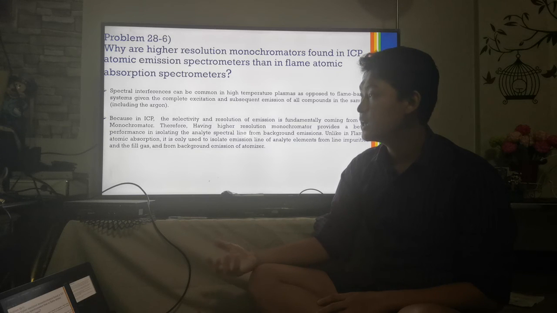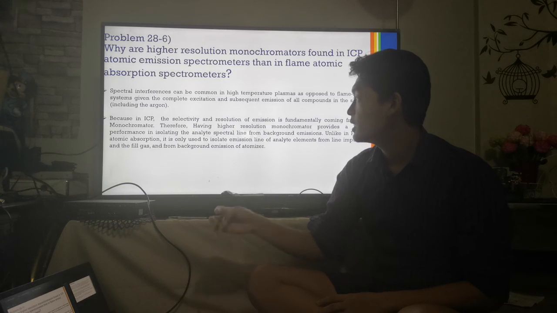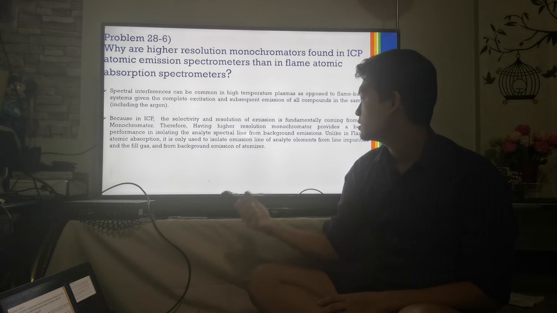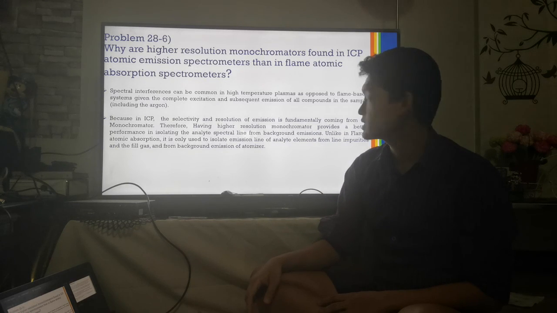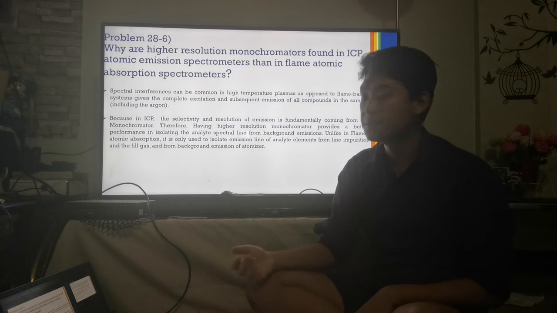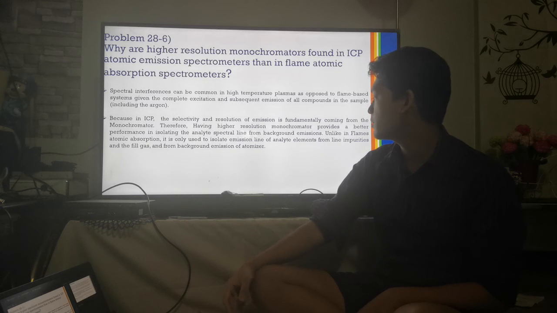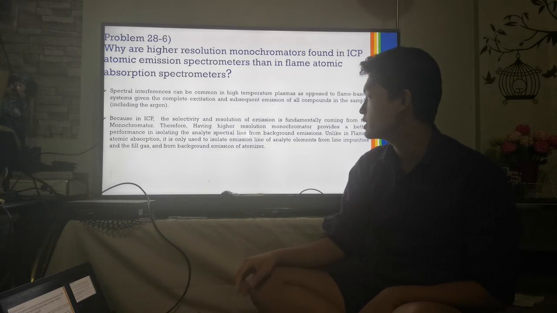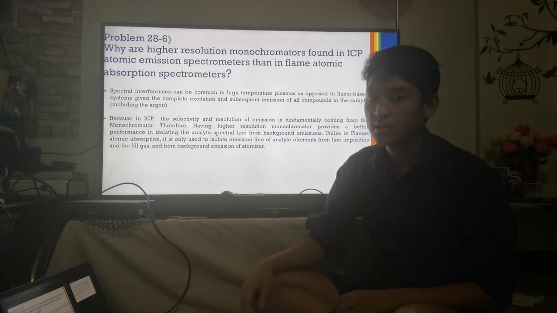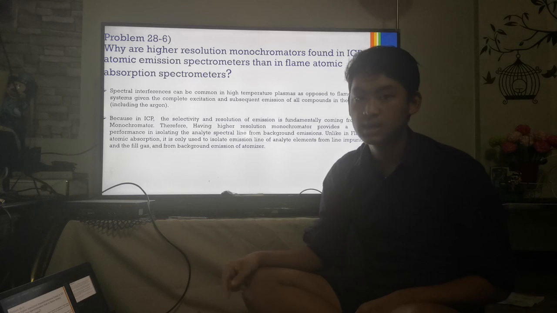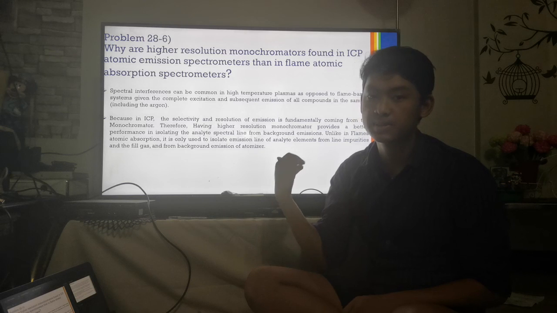So, we would be able to choose the best wavelength from that, so that we can separate the analyte from the matrices or the background emissions. Unlike in flame atomic absorption, it is only used to isolate the emission line of analyte elements from line impurities in the fill gas and from background emission of the atomizer. As prior, we know that the flame-based only absorbs the specified analyte.